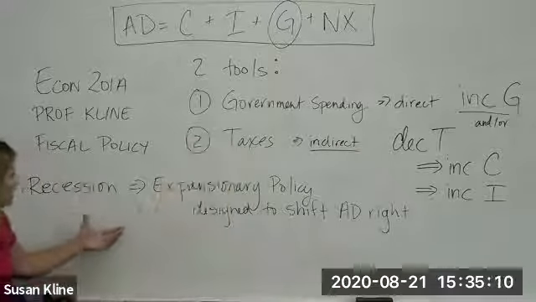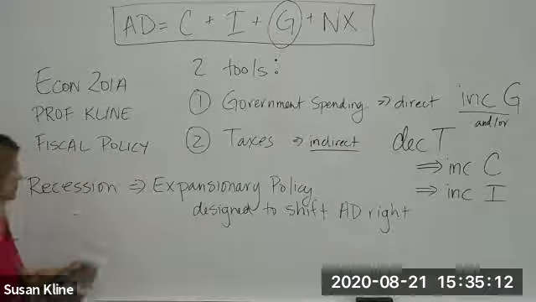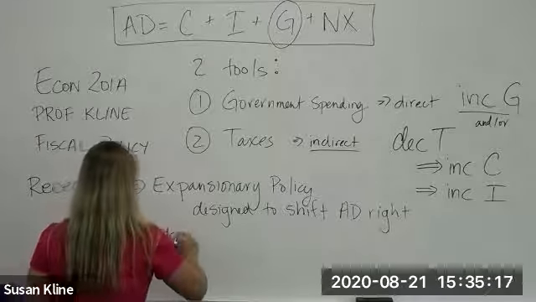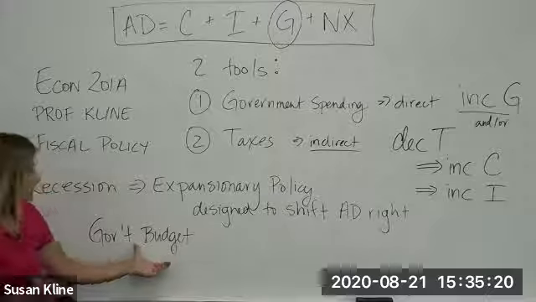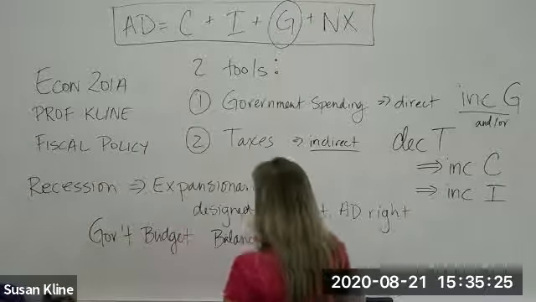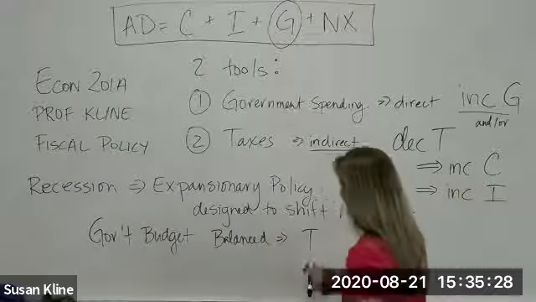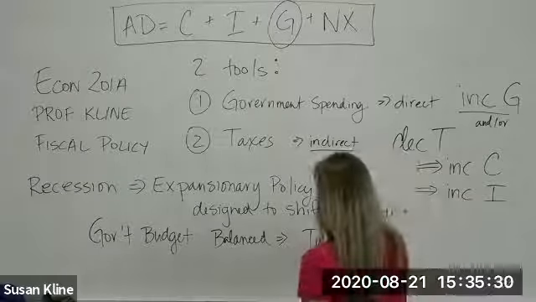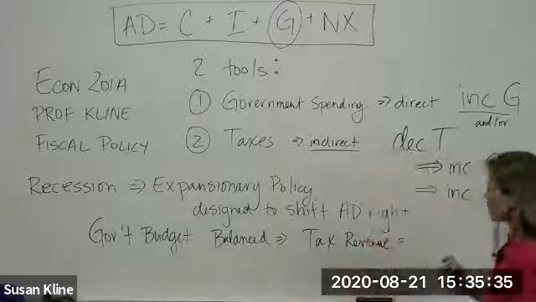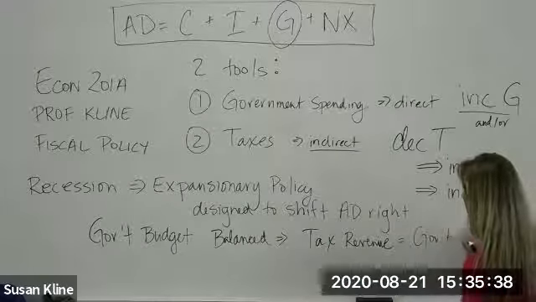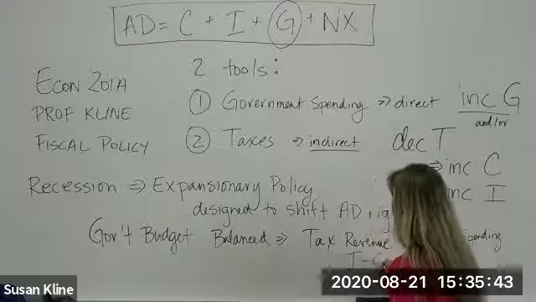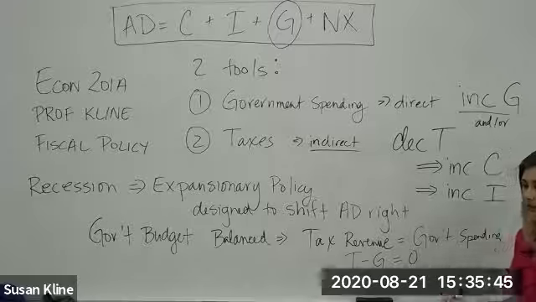Now, what happens as a result to our budget, right? The government budget, well, in order to have a balanced budget, that would mean that our tax revenue, right, total tax revenue to the government is equal to the amount of government spending. Or put another way, taxes minus government spending, there would be nothing left over.